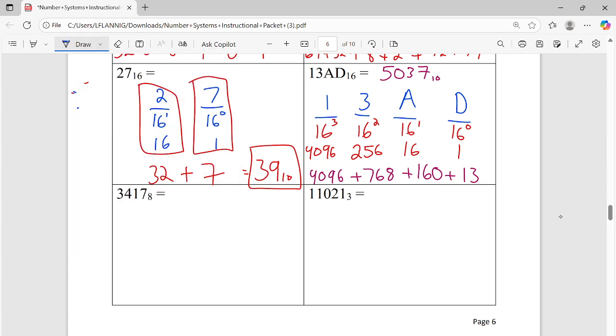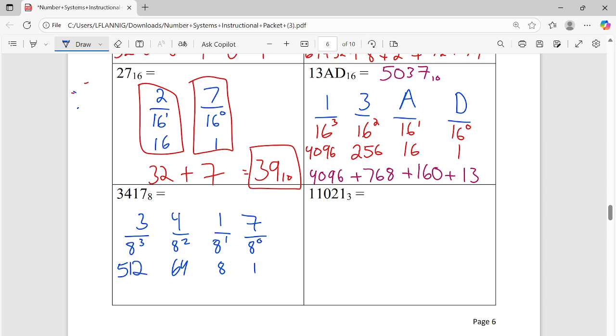All right, next we have 3, 4, 1, 7. All right, for this one, what we're going to do is same thing, base 8. So we have 8 to the 0, 8 to the first, 8 squared, 8 to the third. Then we have 8 to the 0 power is just 1, 8 to the first is 8, 8 squared is 64. And then 64 times 8, or 8 times 8 times 8, is 512.